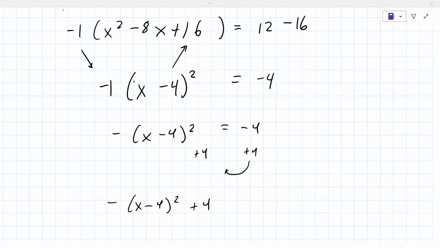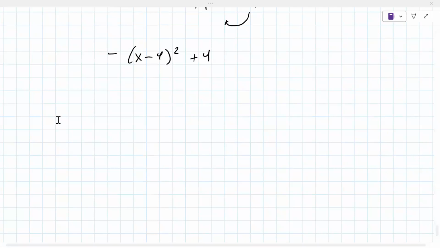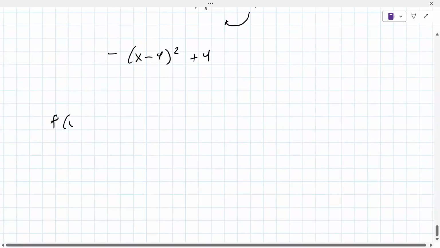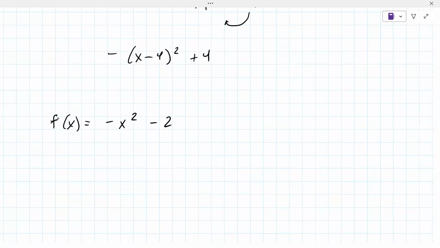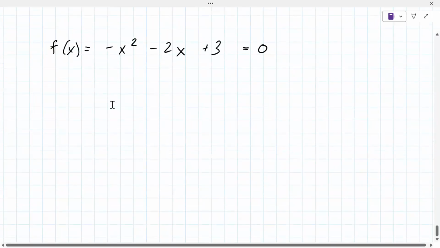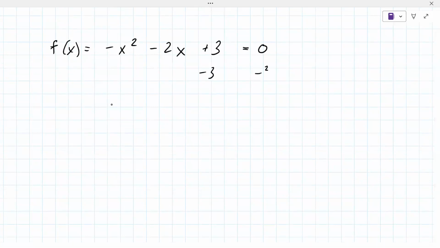Got it. So I'm going to do one more example here. That's probably all time will allow for, but we're not going to make these super difficult. Let's just say f of x is negative x squared minus 2x plus 3, like that. First thing you always do is move the number to the other side of the equation. You always do that. Negative x squared minus 2x equals negative 3.